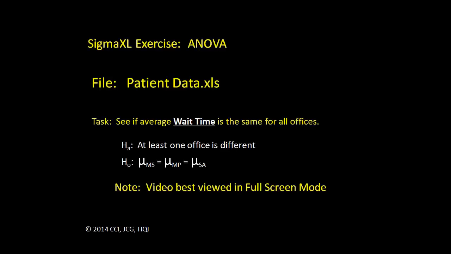In this challenge, we want to see if the average wait time is the same across all three of our offices. Using the file patient data, we set up an alternate hypothesis that at least one of these offices will have different average wait times than the other, and the null will be that all offices have the same average wait time. Let's get started.